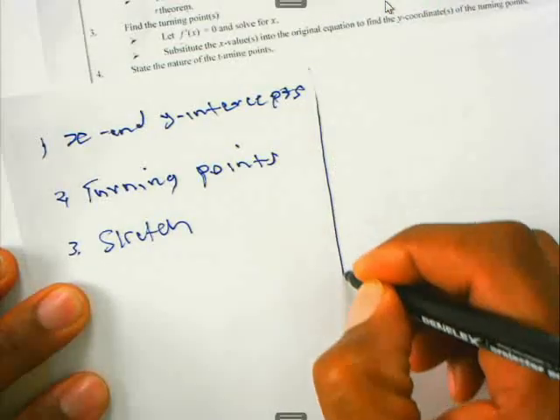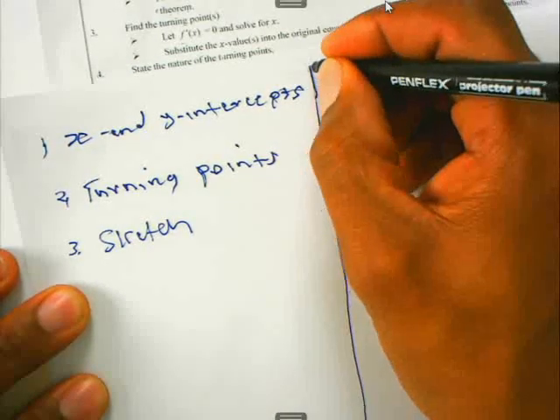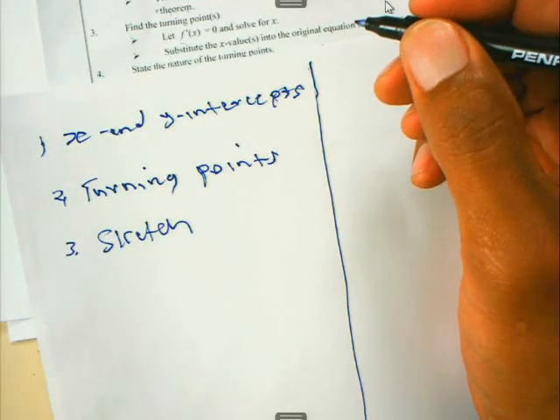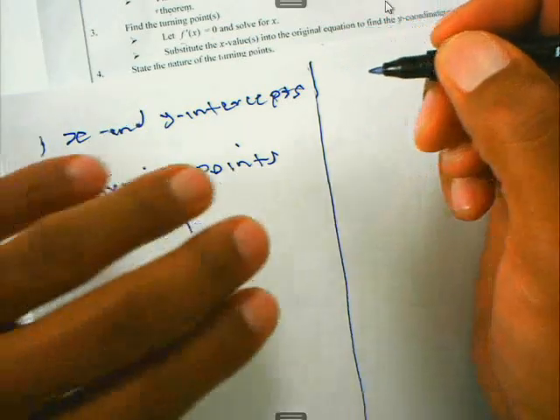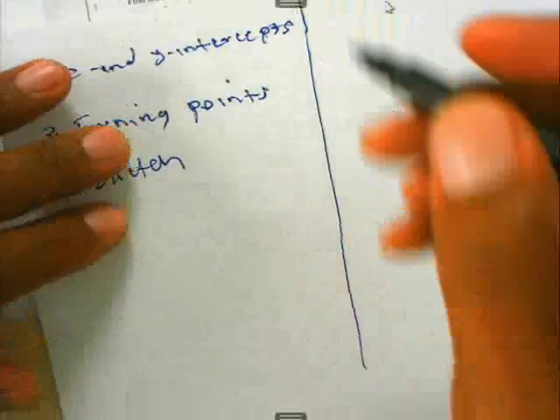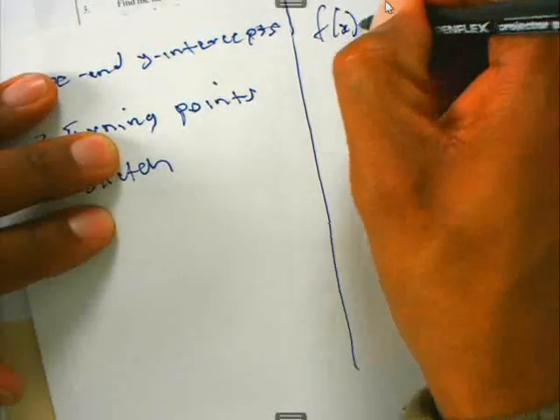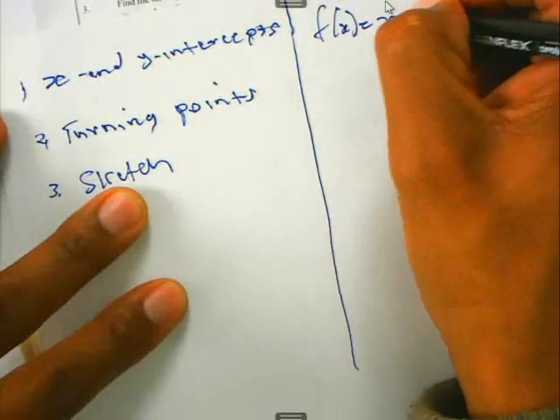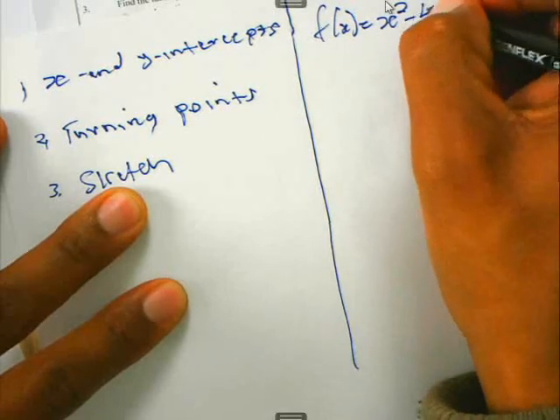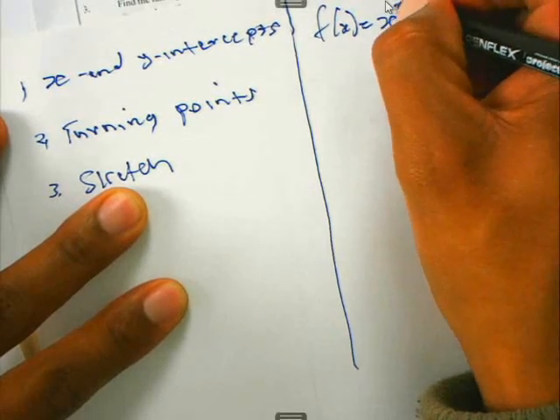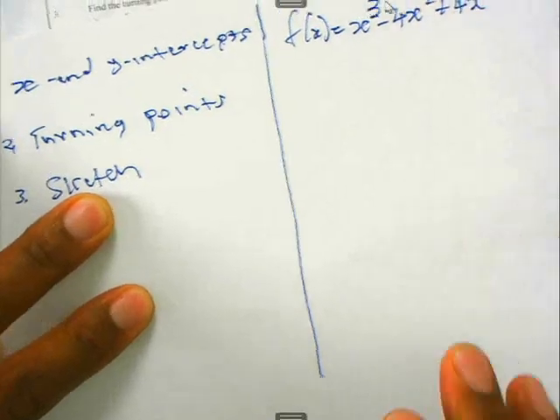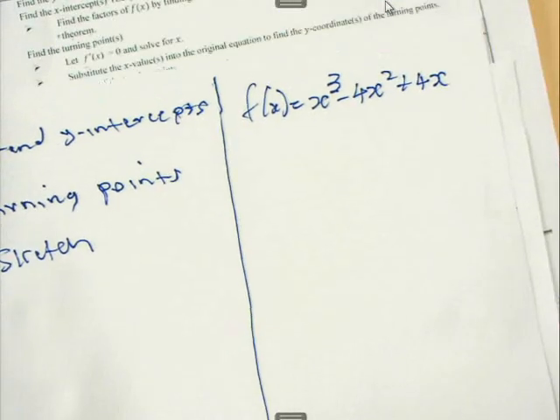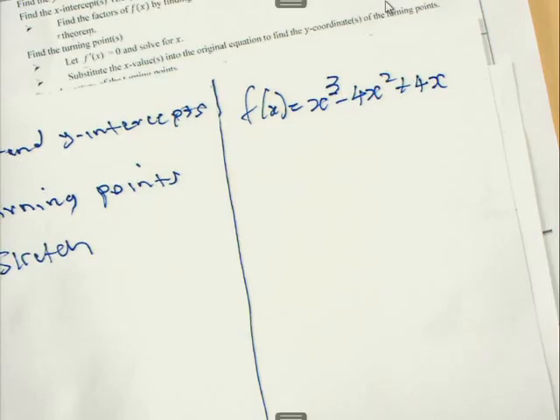Now we are going to take one example here to see if we will be able to apply what we are talking about. Here is the function. Our function is f(x) = x^3 - 4x^2 + 4x. Now, when we look at this function, how many terms do we have?